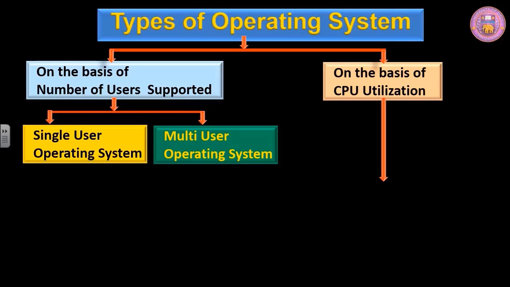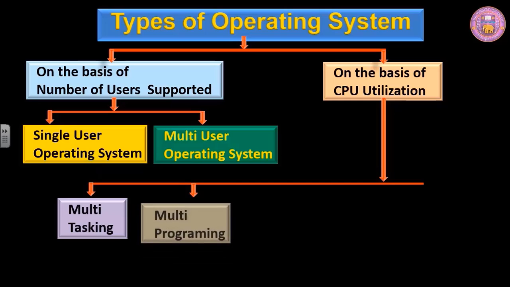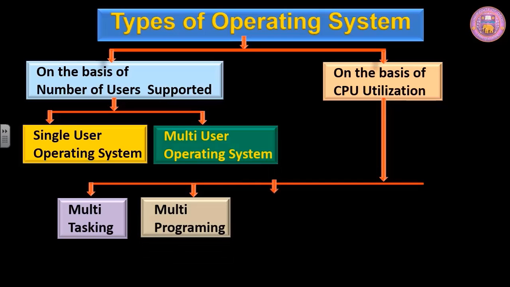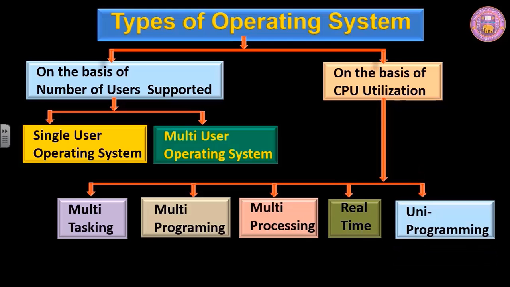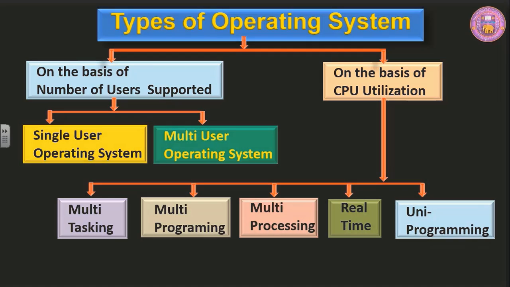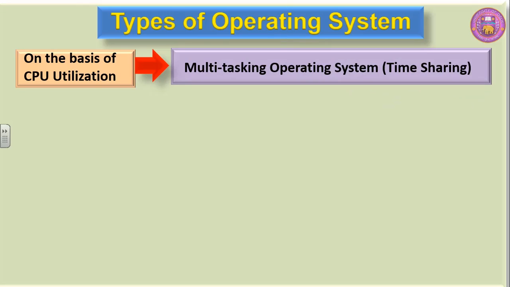On the basis of CPU utilization, we have multitasking operating system, multi-programming operating system, multi-processing operating system, real-time operating system, and uni-programming operating system. On the basis of CPU utilization, we have multitasking operating system, that is time-sharing operating system.